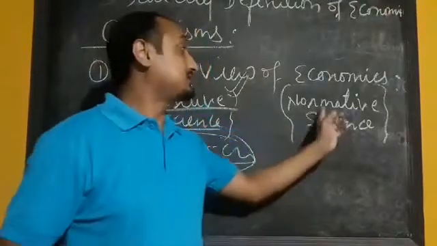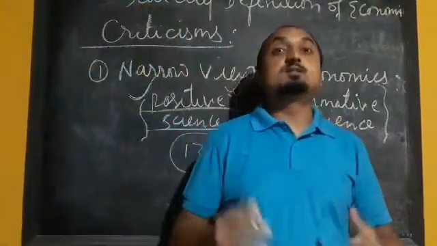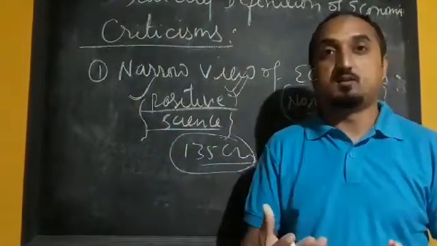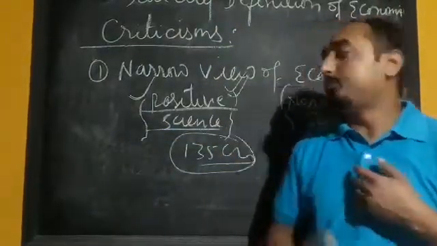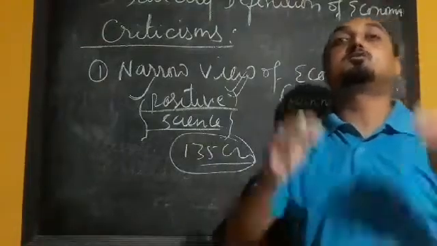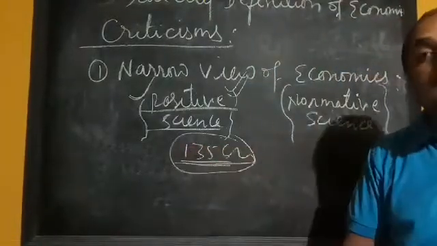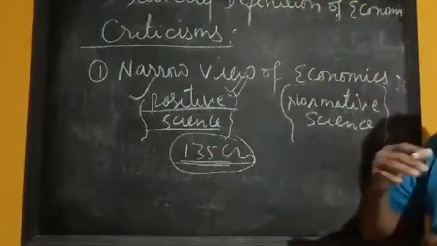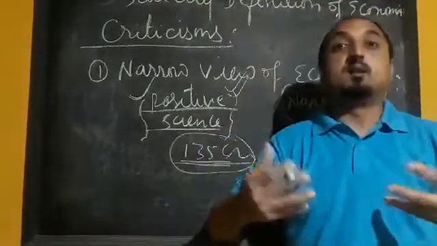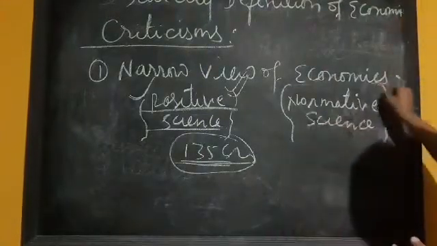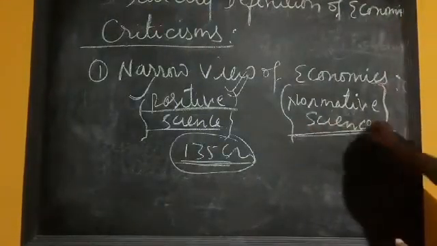But normative science gave the concept of value judgment. Value judgment means what is your opinion. Suppose my opinion is that the population of our country should not increase at this rate. Saying it should not increase at this rate means I am giving my own opinion. This is my perception, this is my guidance. So that view is called normative science.